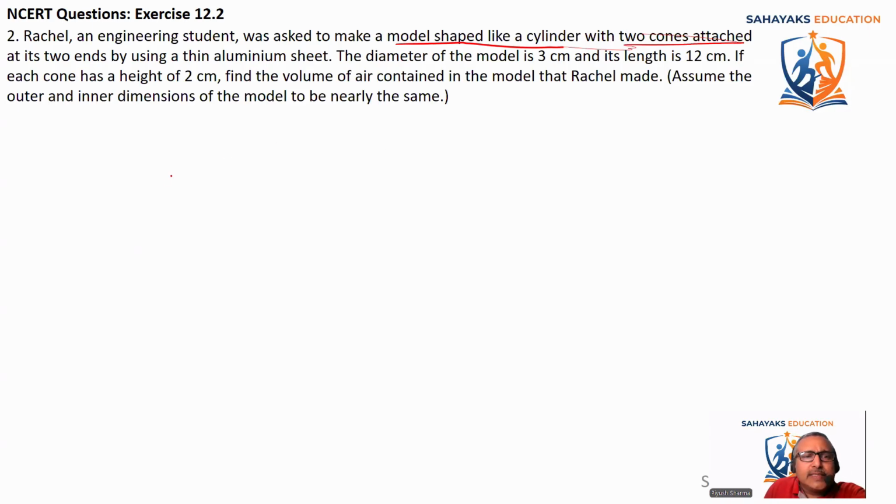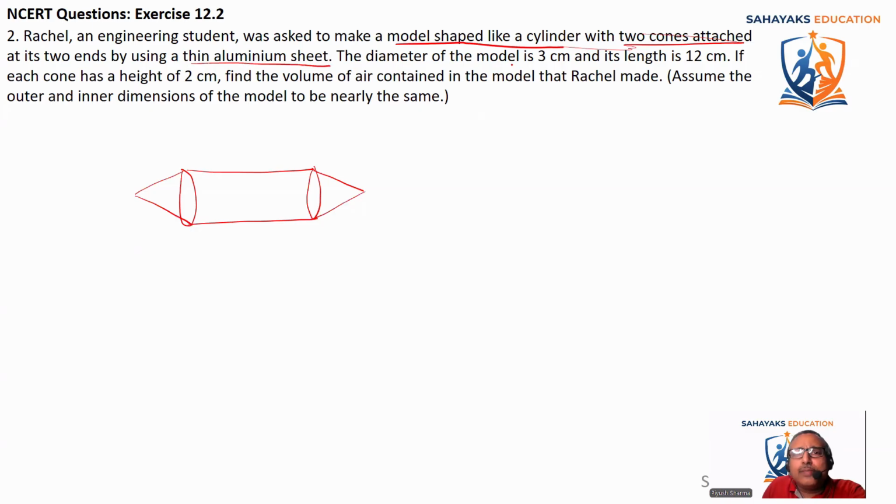Okay, some cylinder is there, so I just make a cylinder here. So this is a cylinder like this, and they are saying both the sides cone is made here. This one cone, and this is another cone. Okay, I believe this is the figure, and this is made of aluminum sheet. Two cones attached to its ends by using the thin aluminum sheet.